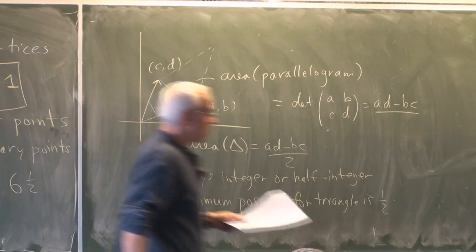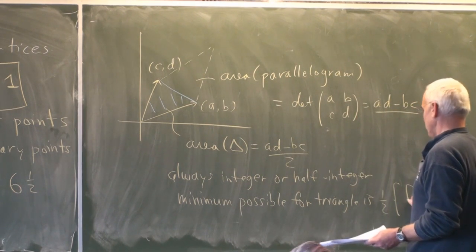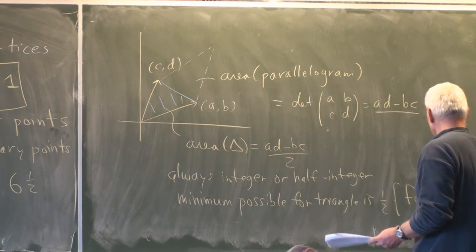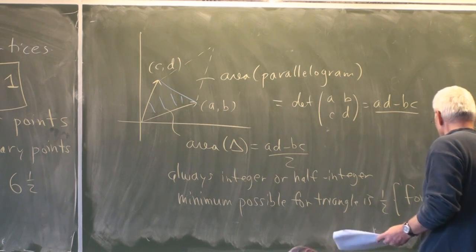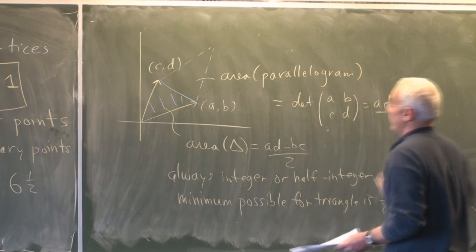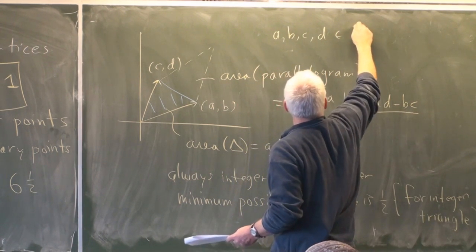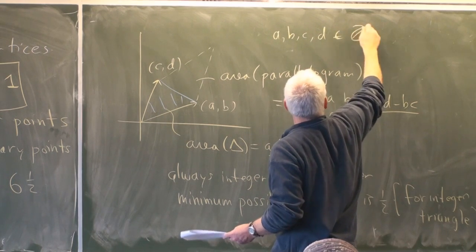Now, that's for integer triangles. In other words, I'm talking about the case when all these numbers A, B, C, and D are all integers.